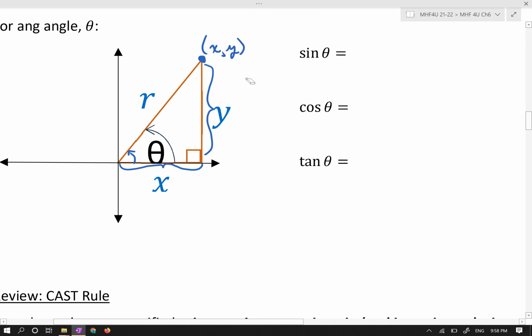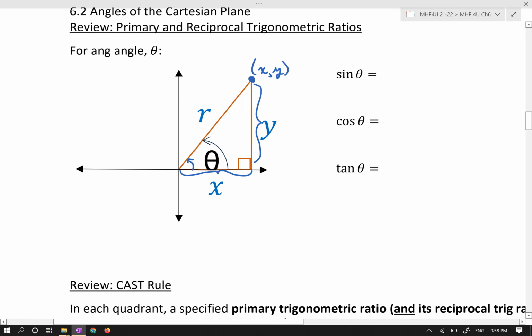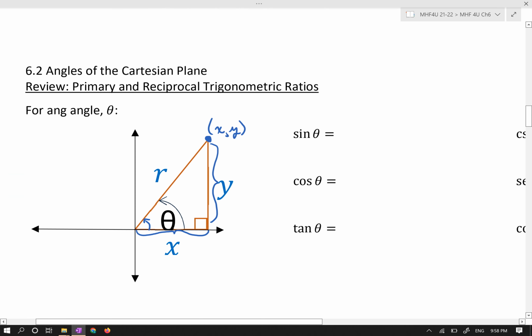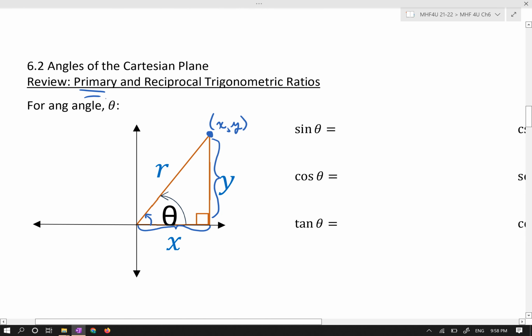Now, we know we've been working with sine, cosine, and tangent for a number of years now. These are our primary trigonometric ratios. When you're working with these, I'm sure you will remember, we have a mnemonic device to help us remember. We're working with SOHCAHTOA. And this tells us that the sine of theta is going to be equal to the opposite side over the hypotenuse.